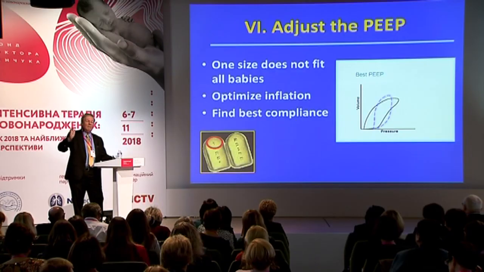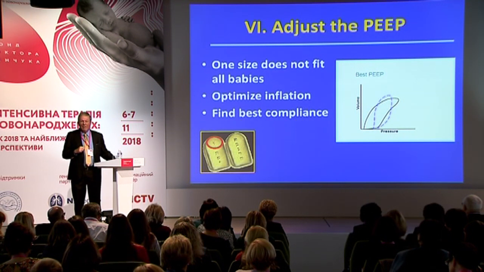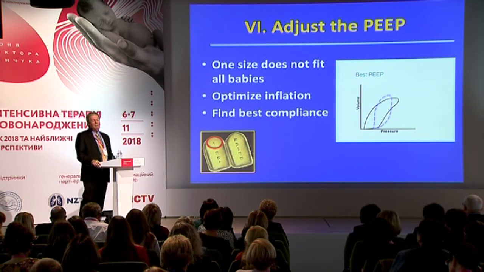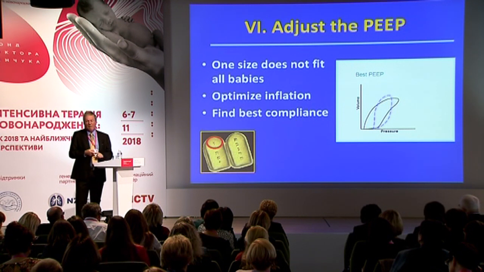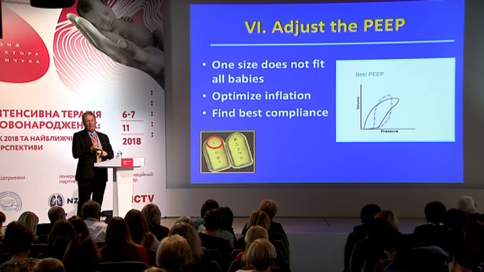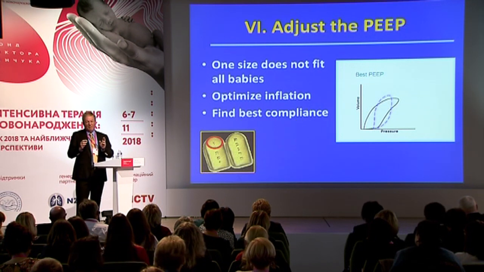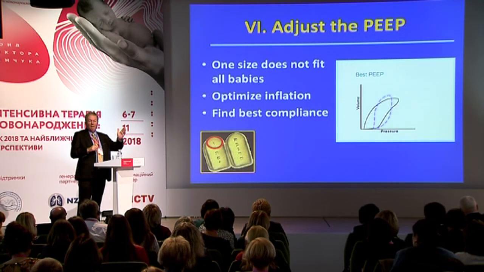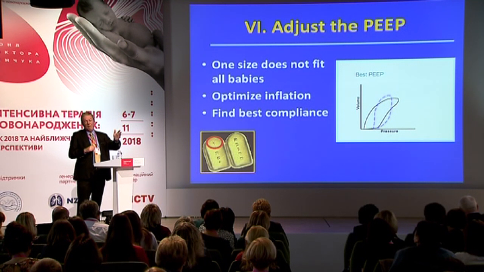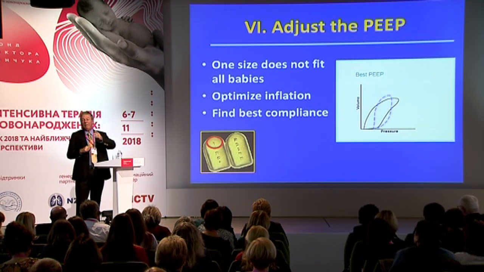Now, why are you all wrong? You're all wrong because you choose the same setting for every baby, and every baby is different. Every baby has a different opening pressure. Every baby has a different set of pulmonary mechanics. So your mission is to find whether 4, 5, or 6, or maybe 7 or 8 is a better PEEP to start your baby.